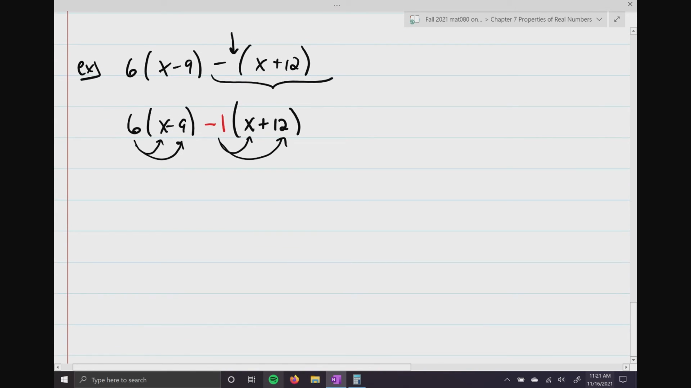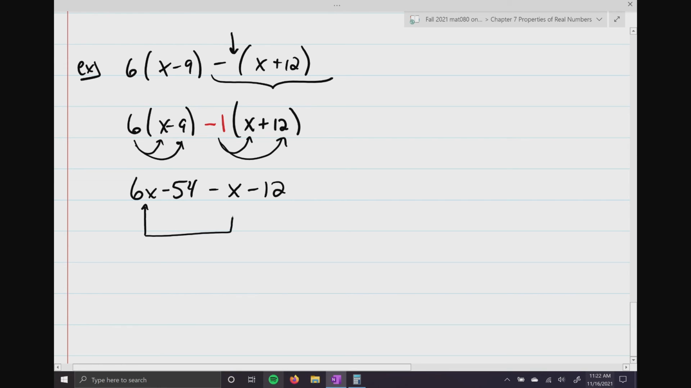So hopefully from here you can see that I'm going to get 6x minus 54, because 6 times 9 is going to be 54. And then I get negative 1 times x, which is going to be negative x. And negative 1 times positive 12 is minus 12. So I didn't really write out on the right-hand side what I did. I did it in my head because I want you to be able to start to see these things. Okay? So now we're going to group like terms.